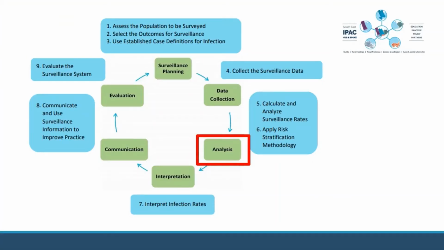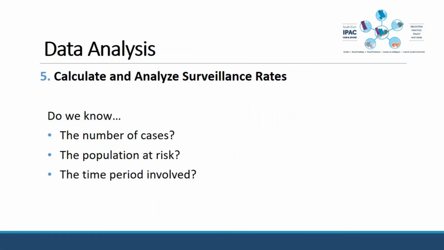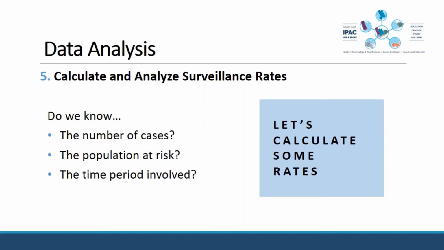Thanks, Dana. Now that we've collected some data, we want to know what to do with the data. Next we're going to talk about analysis. Let's make sure that we have the data that we need. Have we collected the number of cases or the number of infections? Hopefully yes. Do we know the population at risk? Hopefully yes. And do we know the time period involved for both numbers? If yes, then we can go calculate some rates.